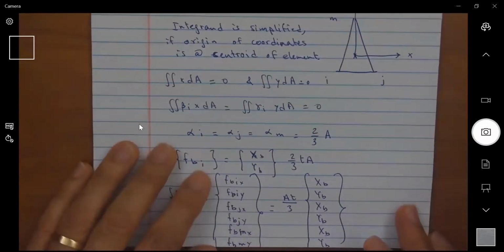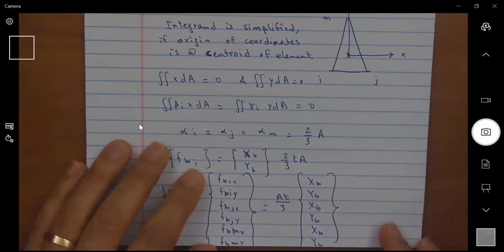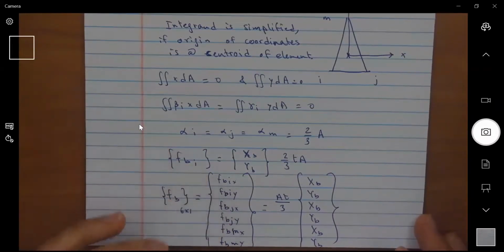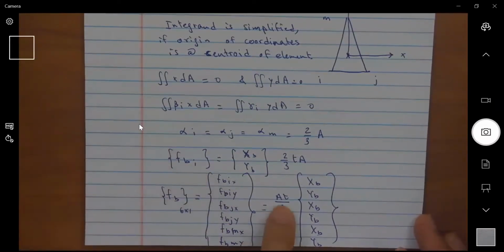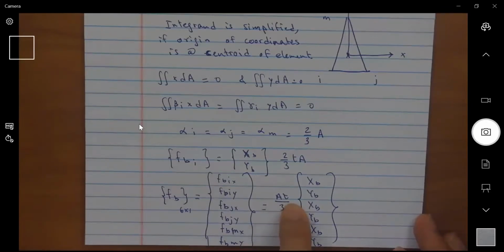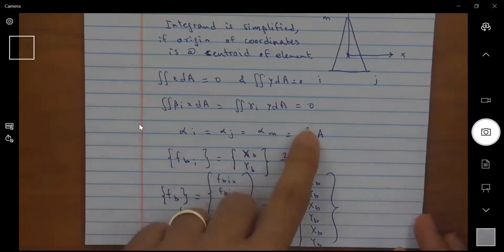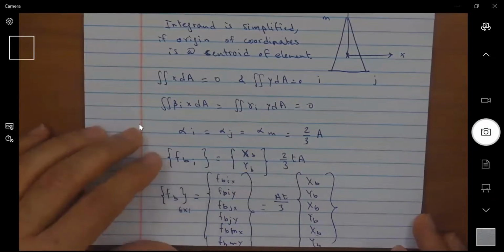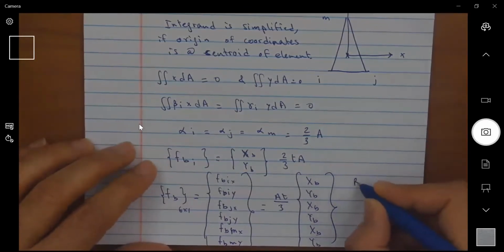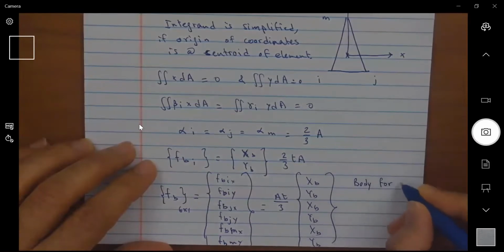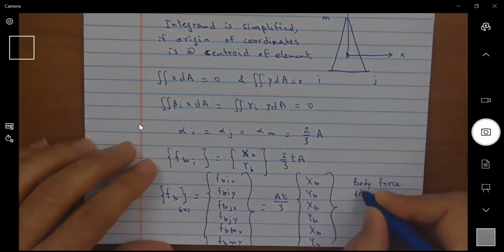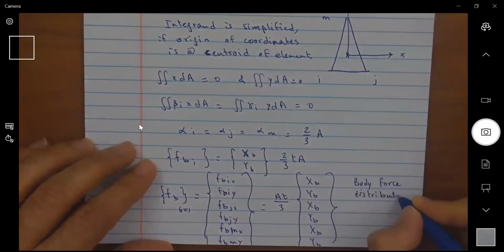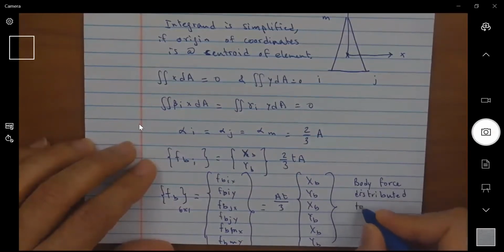As you can see, we can conclude from this that the body force is distributed to the nodes in 3 equal parts. So I'm taking the area times the thickness, which is the volume, dividing it by 3. And these parts are going equally to the 3 nodes. So as we expected, the body force is distributed to the nodes in 3 equal parts.